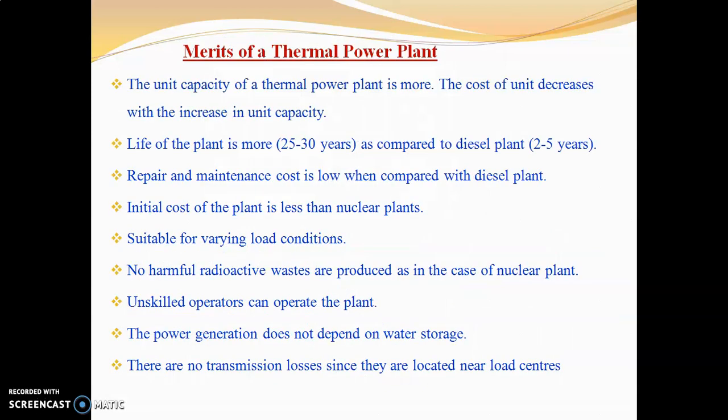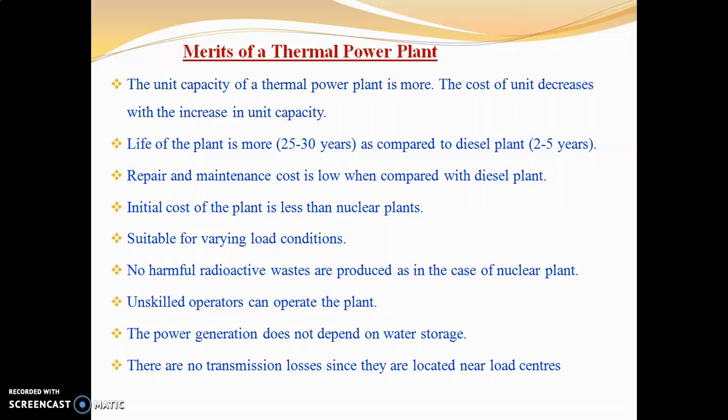Okay. So up to this point we have studied the major equipment in a coal power plant, the functions of the equipment, the main circuits used in a coal power plant, the operation of a steam power plant, etc. Now we are going to study the advantages of a thermal power plant. The first advantage is that the unit capacity of the thermal power plant is more, and the cost per unit decreases with increase in unit capacity.